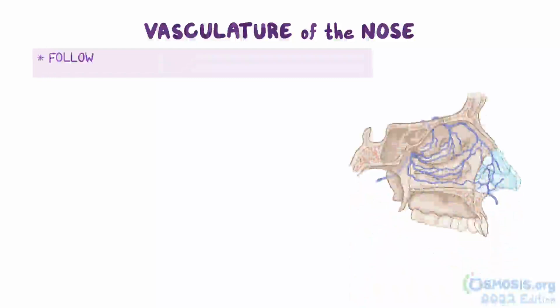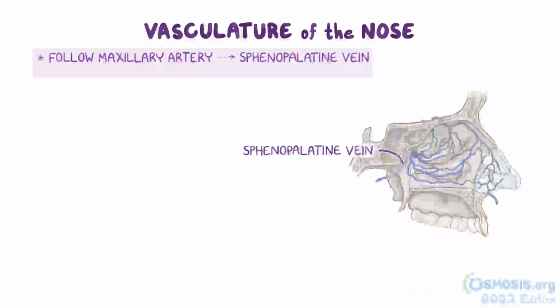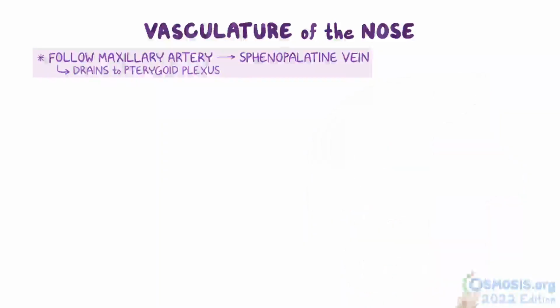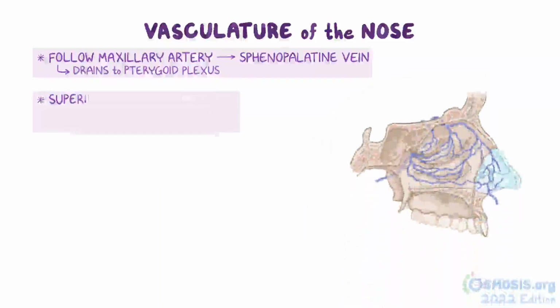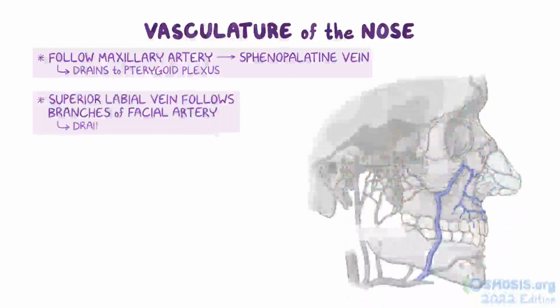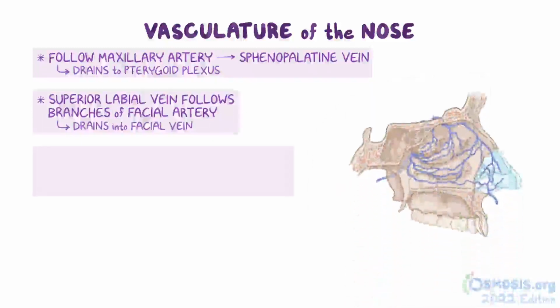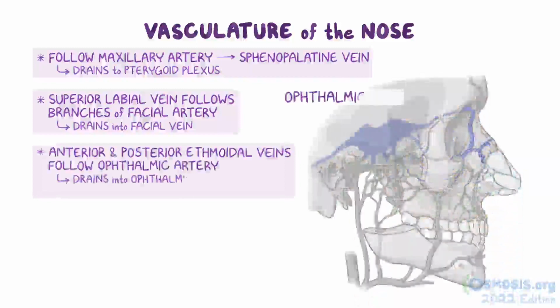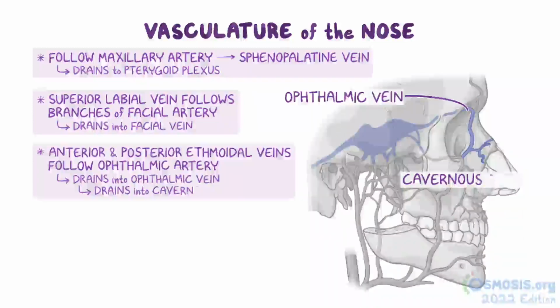The veins that follow the branches of the maxillary artery drain into the sphenopalatine vein, which drains into the pterygoid plexus of veins found in the pterygopalatine fossa. The superior labial vein follows the same path as the branches of the facial arteries and drains into the facial vein. Finally, the anterior and posterior ethmoidal veins follow the branches of the ophthalmic artery and drain into the ophthalmic vein, which then drains into the cavernous sinus.